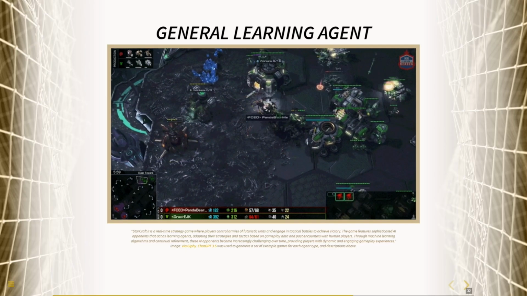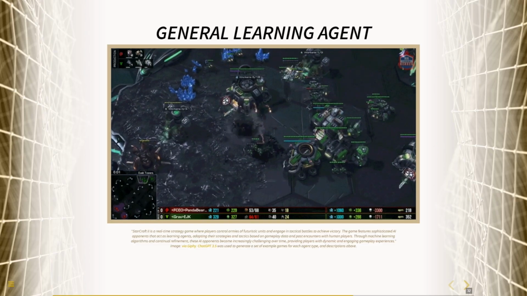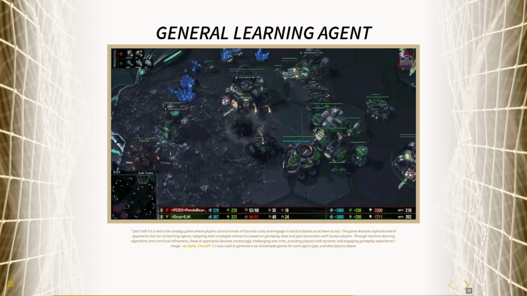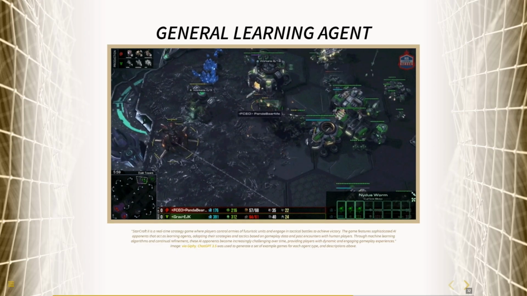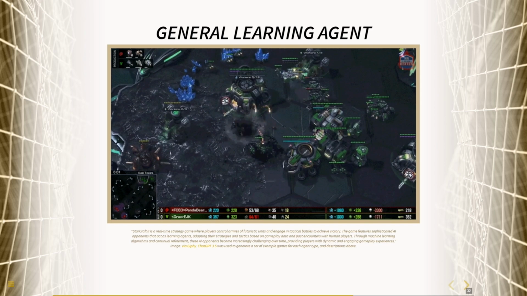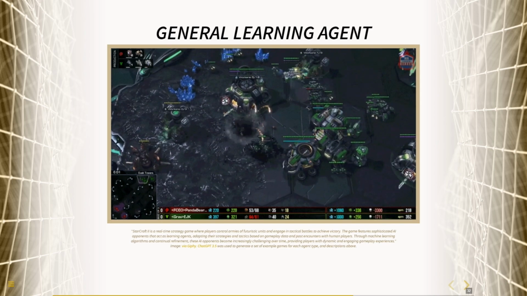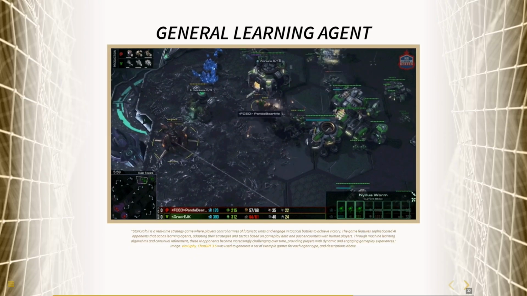And so there's a whole suite of different kinds of machine learning algorithms underneath the hood that allow for your opponents to become increasingly challenging over time, sort of like the SAT sometimes. But in this particular case, we're really just providing players with this dynamic and engaging gameplay experience.